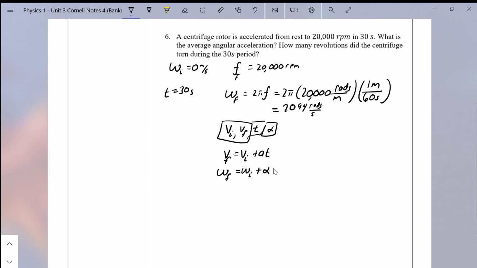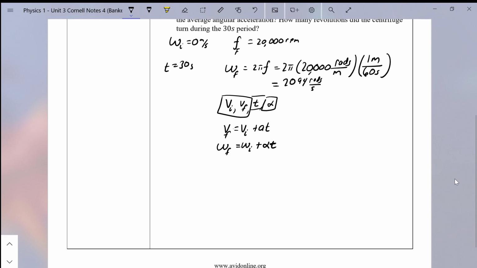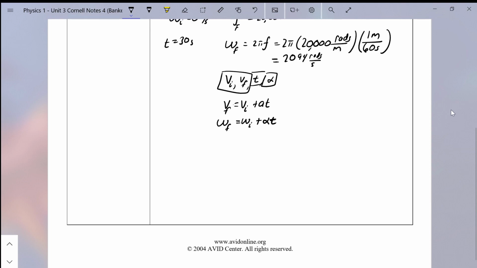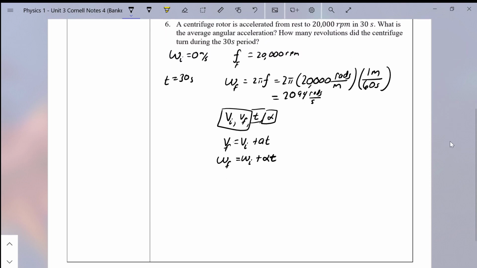which is angular acceleration, times time. Time does not change between rotational motion and linear motion. It's always just time. It's a scalar quantity. So how we move through time doesn't matter. It stays the same. So now I have an equation, I have everything I need to know. The only thing I need to do now is solve for alpha.